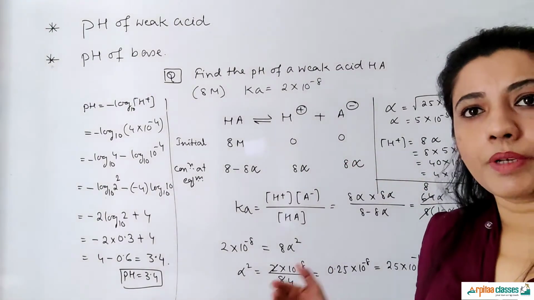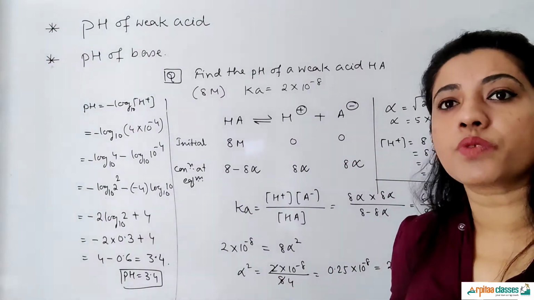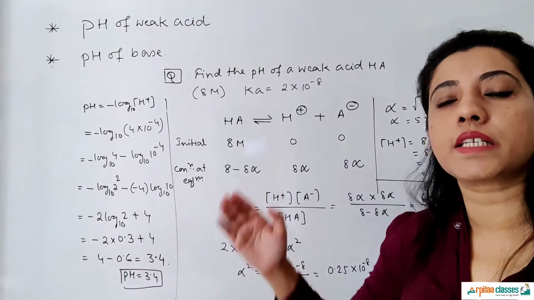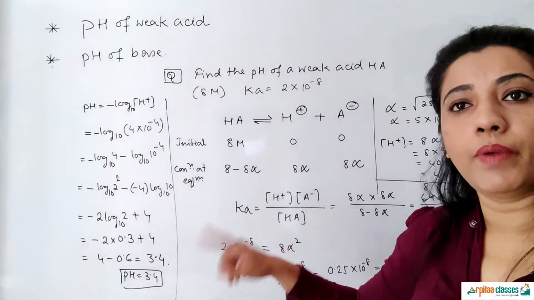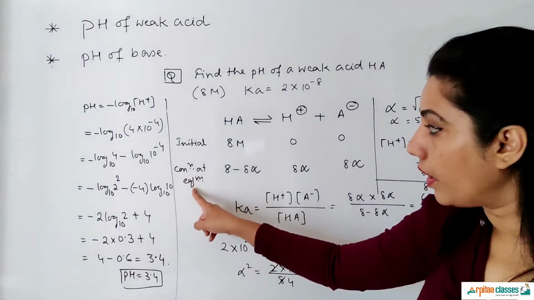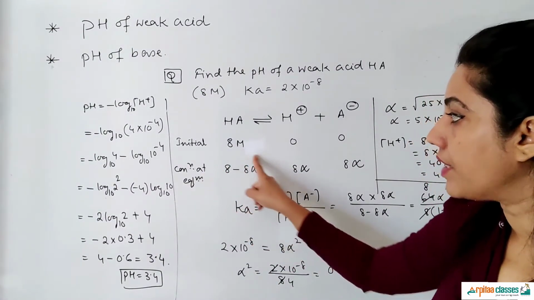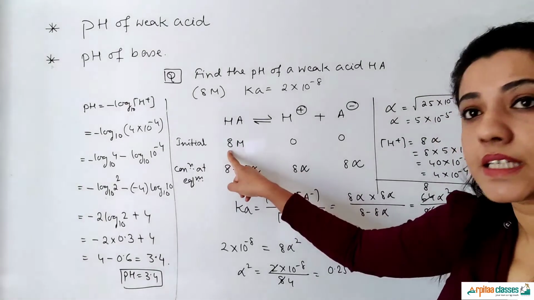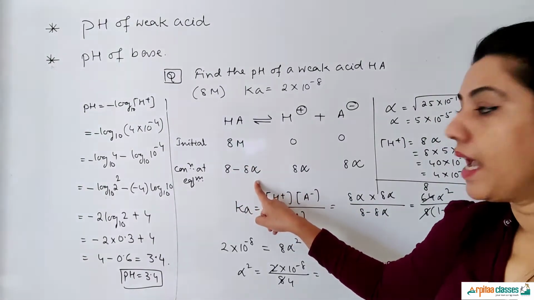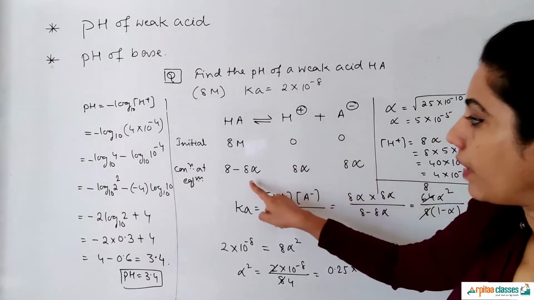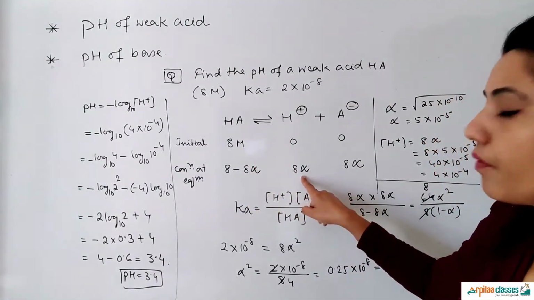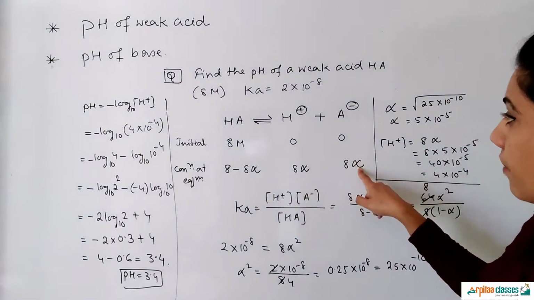Alpha is the degree of dissociation. Degree of dissociation means from 1 mole, alpha gets dissociated. So from 8 molar, 8 alpha will get dissociated. At equilibrium, the concentration of HA which remains is 8 minus 8 alpha. And now from 1 mole of HA, 1 mole of H plus is formed. So if 8 alpha dissociates, 8 alpha of H plus will be formed, 8 alpha of A minus will be formed.